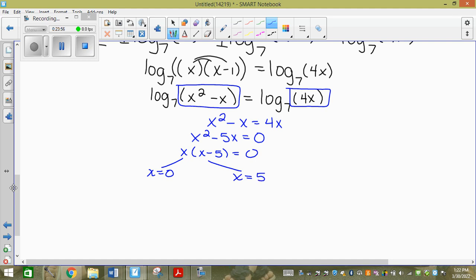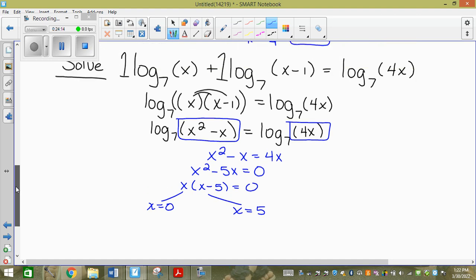Now remember, what did I tell you to do? You have to plug it back in and see if you get a negative or a 0 beside your log. Because if you do, that answer's out. And what we'll do on a test is I'll give you both answers, and you'll circle the one with both answers because you'll forget to check for extraneous roots and you'll be wrong. Okay? So let's check. I'm going to check 0 first. So I plug 0 in.